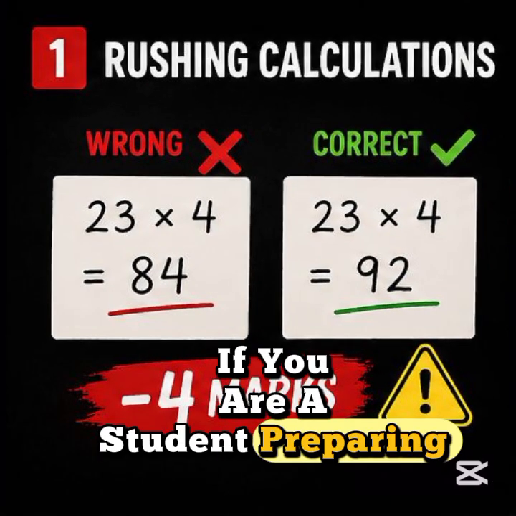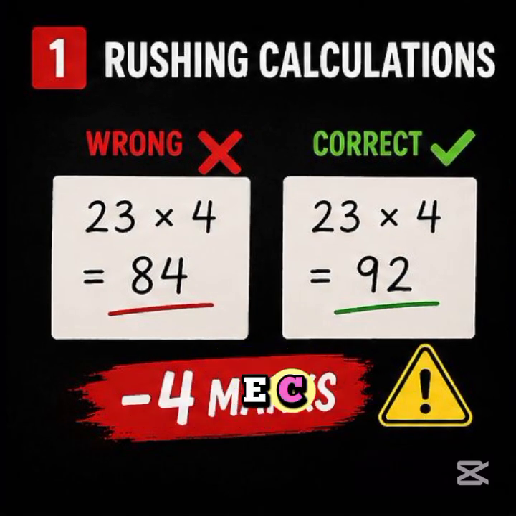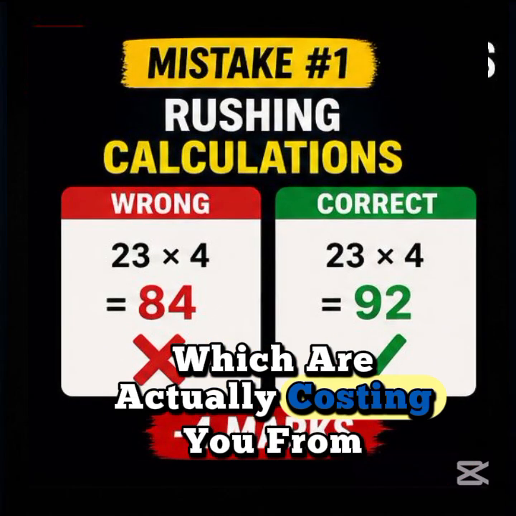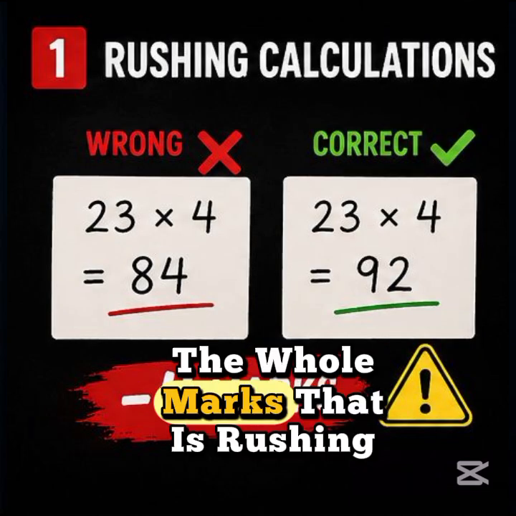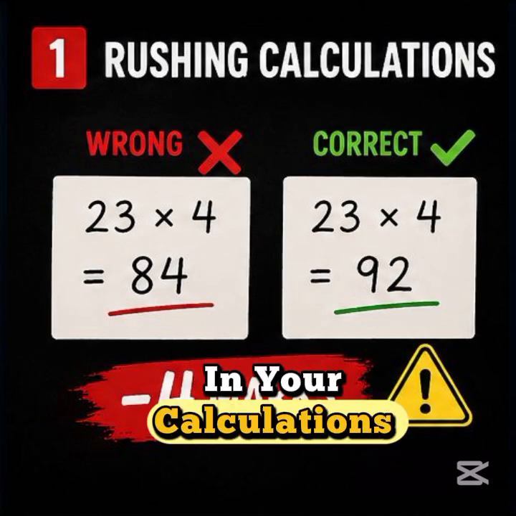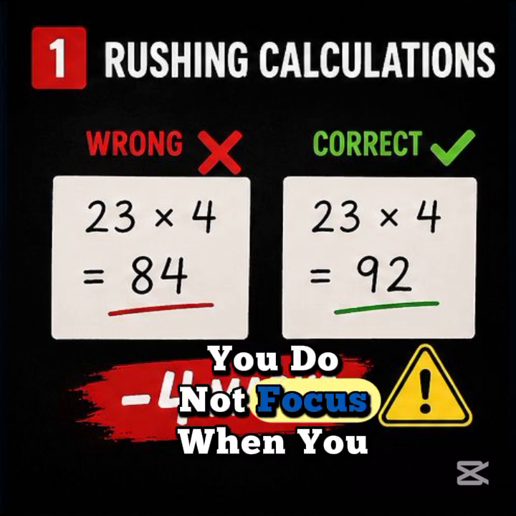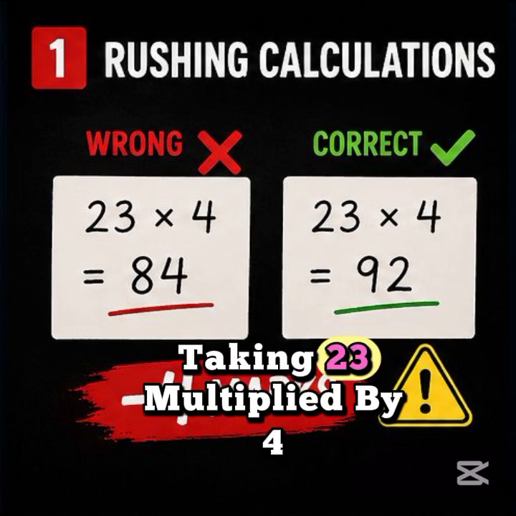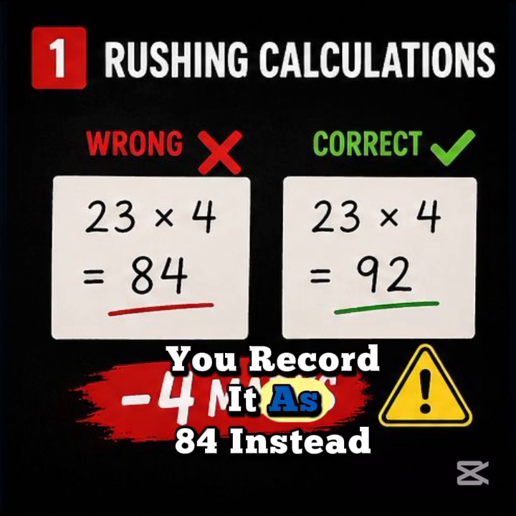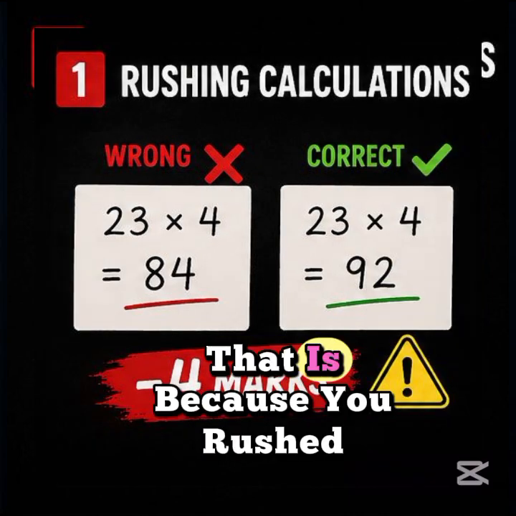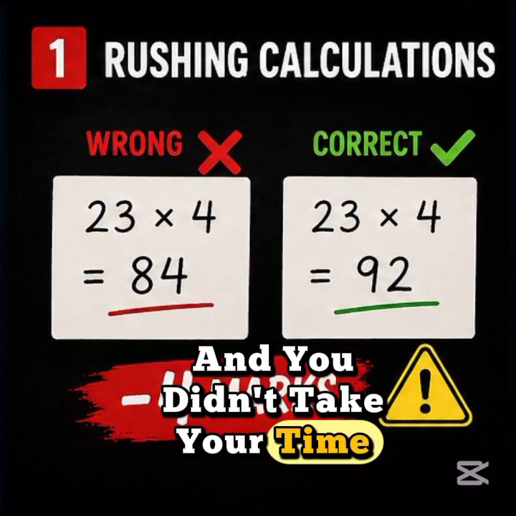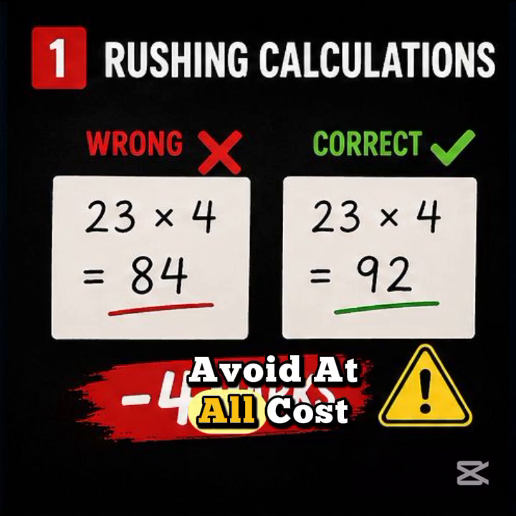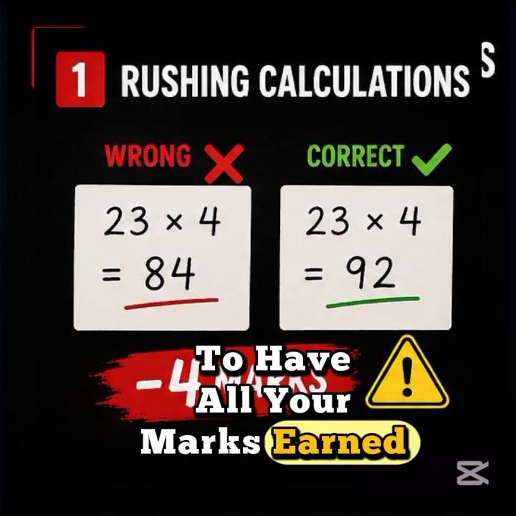If you are a student preparing for the national exam, that is KCSE, there are mistakes that you should avoid at all costs, which are actually costing you from scoring the whole marks. That is rushing in your calculations. You do not focus when you are doing your calculation. For example, taking 23 multiplied by 4, you record it as 84 instead of 92. That is because you rushed and you didn't take your time to have the right thing done. These are mistakes that you should avoid at all costs to have all your marks earned accordingly.